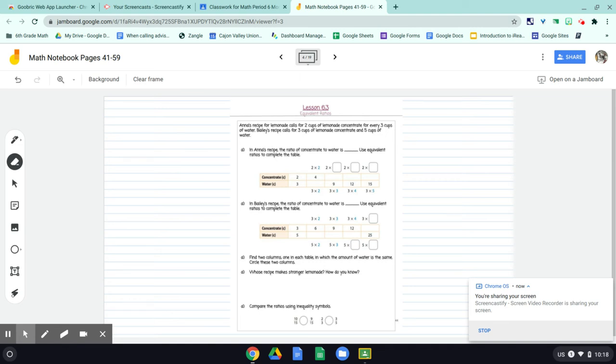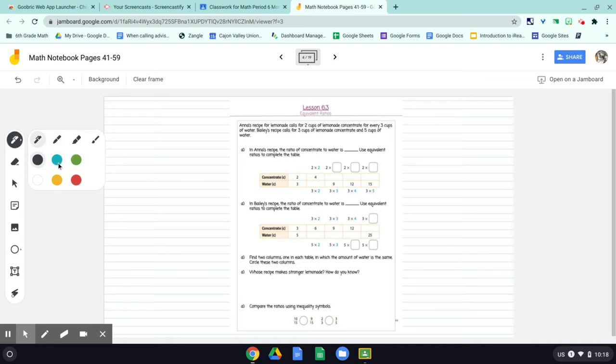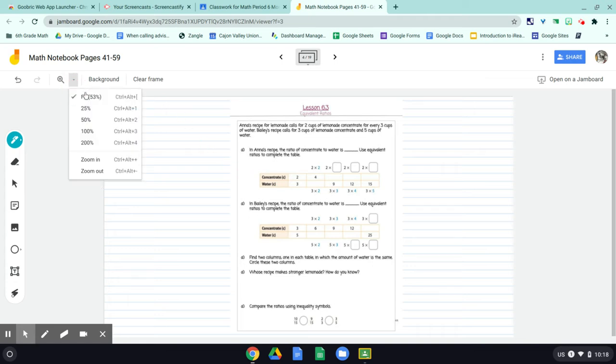We're on page 44 of our math notebook, and we're going to be talking about equivalent rates and equivalent ratios. None of this is new. In fact, you've seen this the last few weeks, so I think all of this is going to make very good sense to you. We're going to be talking about equivalent ratios using some tables here today.